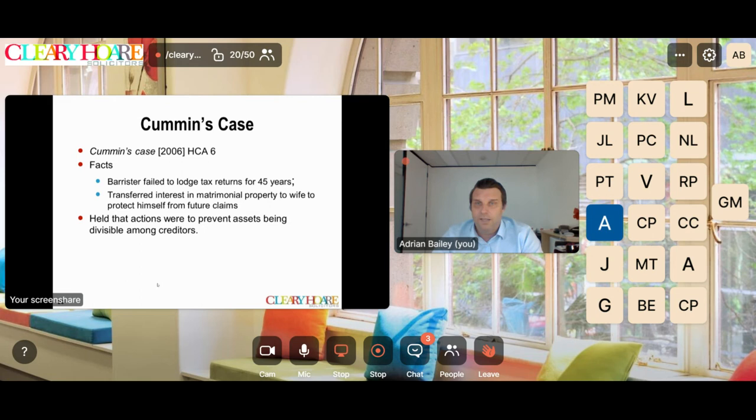So in that case, the court held that his actions were to prevent assets being divisible amongst creditors, principally being the tax office, and that was caught under that provision. Now, that doesn't mean we can't transfer our home to our wife for asset protection reasons, but in this scenario, it was clear that he knew that at some stage the tax office was going to catch up with him, so he wanted to move the home out of his name.